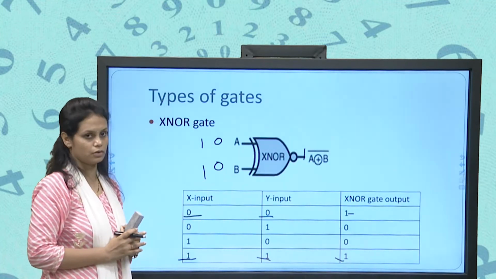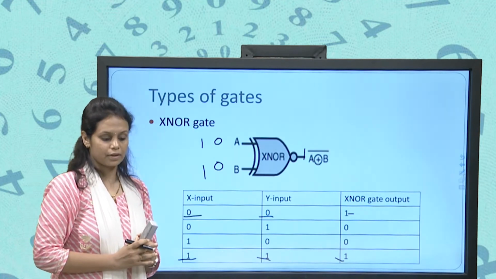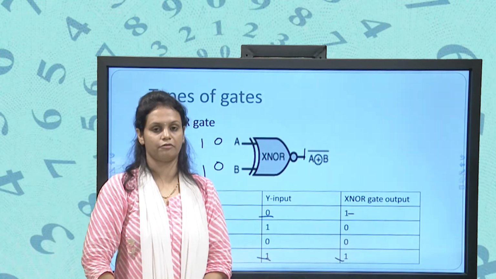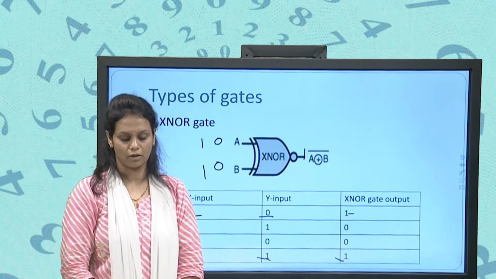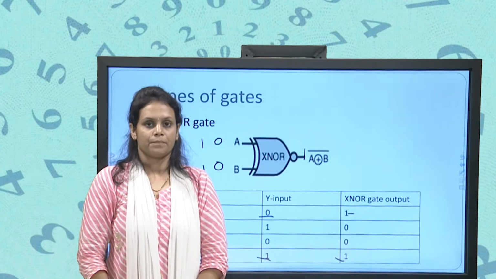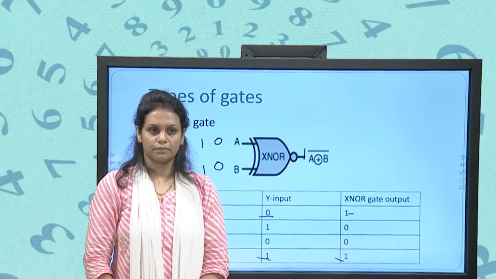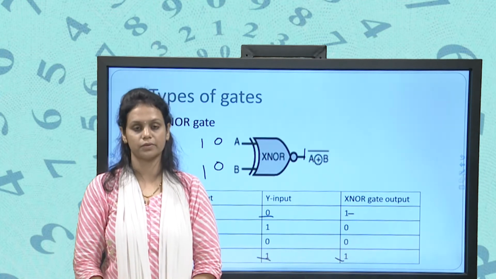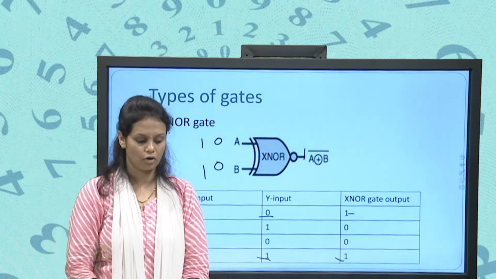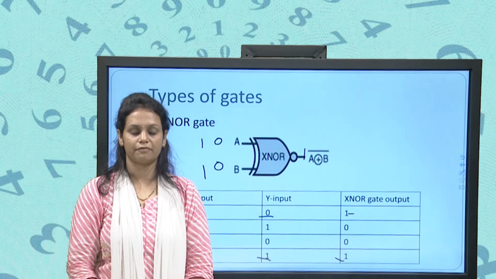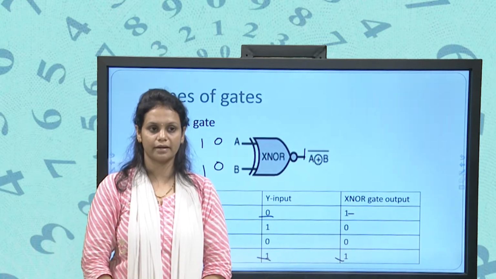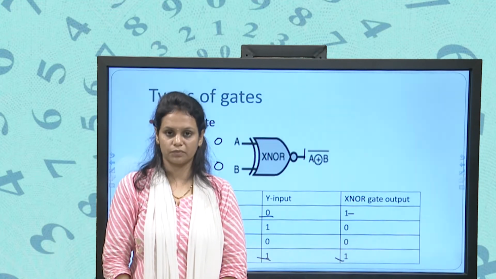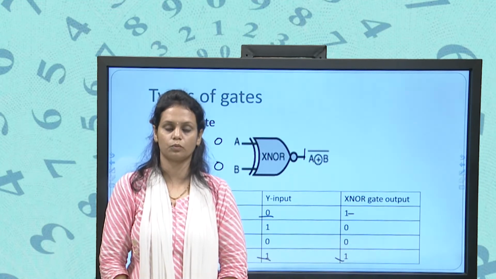Okay, I am repeating the lecture. In today's lecture we have seen the different types of gates. First we started with the OR gate. What is in the OR gate? If at least one input is 1 then the output is 1, otherwise the output is 0. Then we have seen the next gate, that is the AND gate. What is in the AND gate? If both inputs are 1 then only the output is 1, otherwise in all the cases the output is 0.